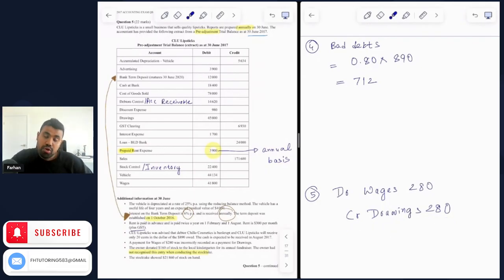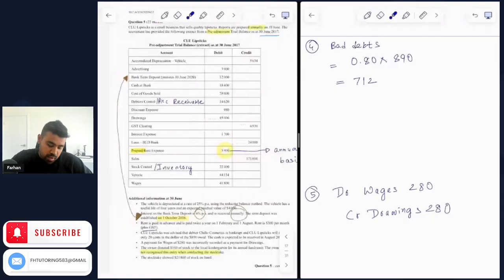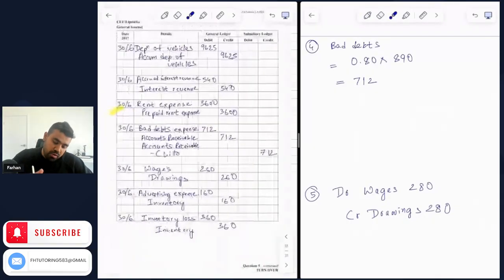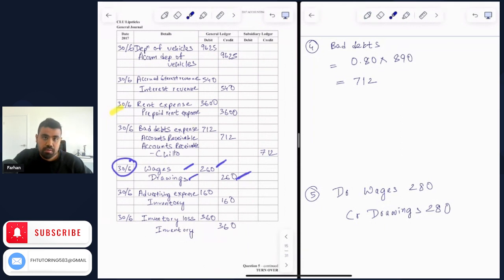Right? So again, we do not have any accounts receivable or any accounts payable involved here to begin with. So therefore, we can simply record this within the general ledger columns, which is to just record the wages debit by 280 and drawings credit by 280 at 30 June 2017.